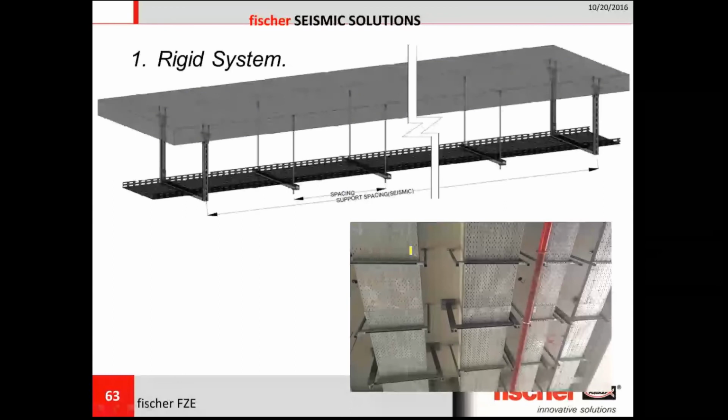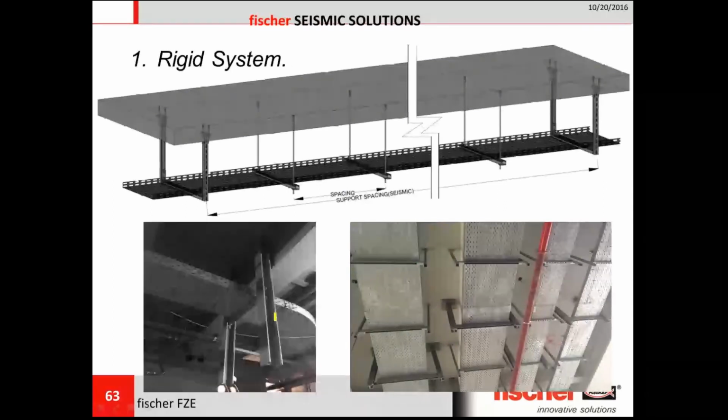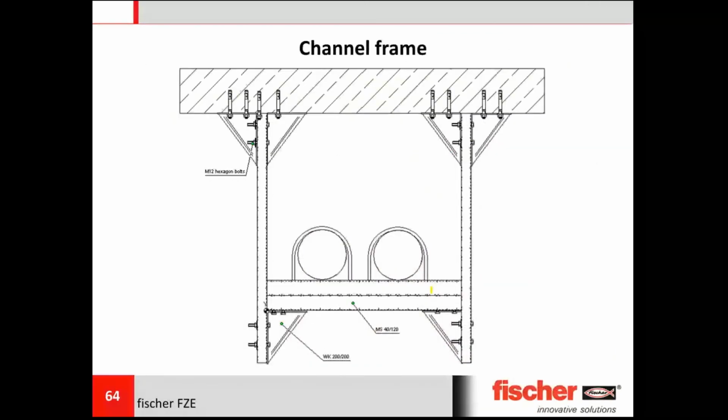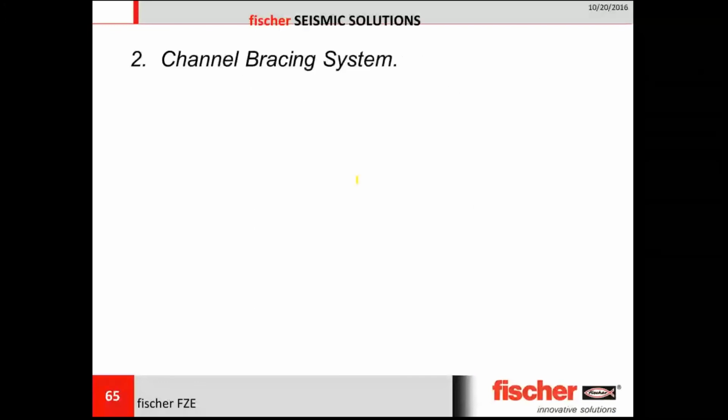So this is a real picture from a job site. As you can see how it has been installed. An even clearer picture. The only difference is in the rigid system, you replace your threaded rod with a channel frame so that it does not sway in the event of an earthquake. The challenge is these systems need to be installed during the time of installation of the normal support itself to avoid any additional costs. This is an example of a channel frame.